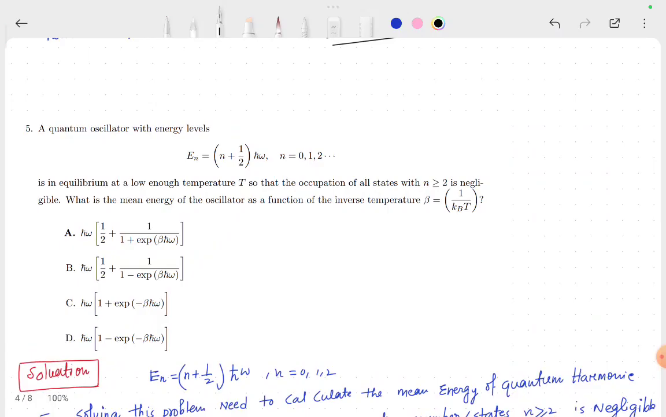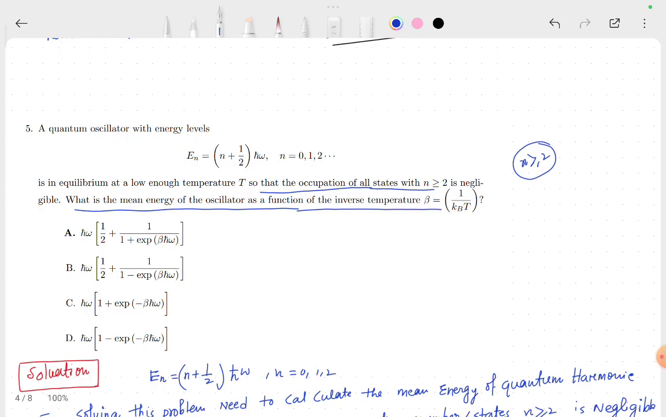A quantum harmonic oscillator with energy levels En equals (n plus half) h cut omega, where n equals 0, 1, 2, 3 and so on, is in equilibrium at a low enough temperature so that the occupations, it's a very important point, of all the states with n greater than or equal to 2 are negligible. What is the mean energy of the oscillator as a function of inverse temperature?